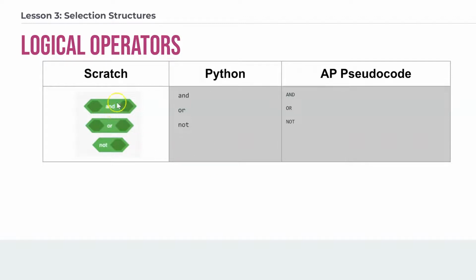So in Scratch, you had these diamond-shaped blocks that had the word and, and you could put multiple conditions inside of here. And, or, and not. These are the three important logical operators you need to build complex Boolean statements or complex conditions. In Python, we have the same thing, but it's just the words and, or, and not in lowercase. And then you would put the operators either on the left and the right side, or with not, you would put it right after the word not. Same thing in AP pseudocode.